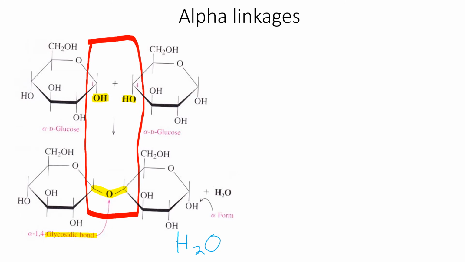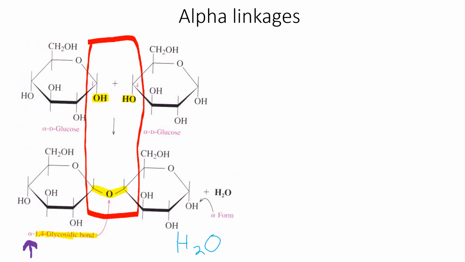You can also see that it was the 1 and the 4 positions that we ended up using. So this is sometimes called a 1,4 glycosidic bond. Now the last part is dealing with what's happening with the geometry. And to deal with that, we're looking at this is an alpha linkage. So what does that mean?